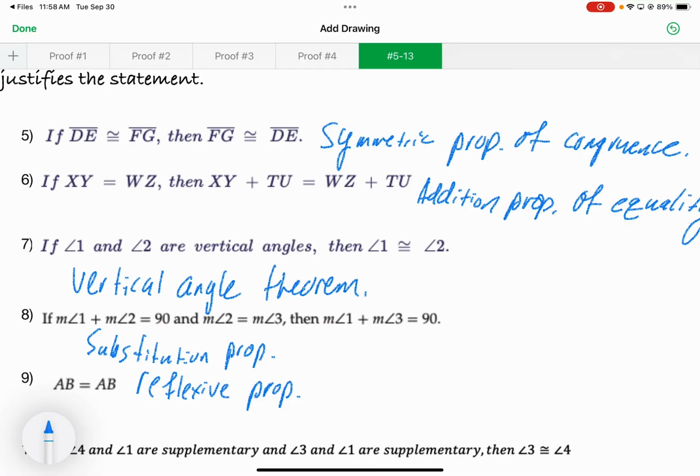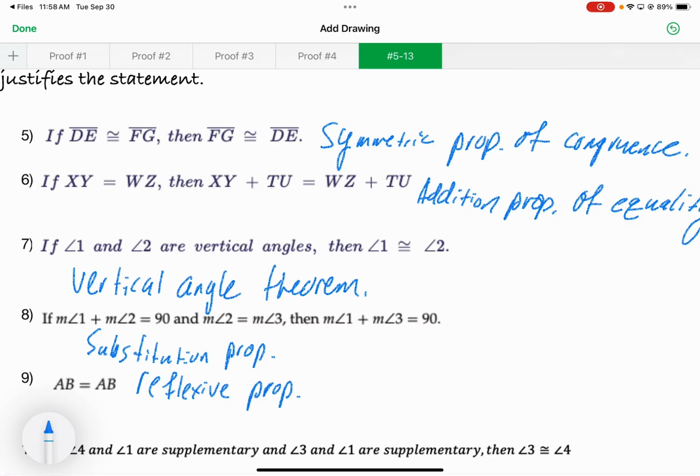Okay, I know what the vertical angle theorem is, but are you cool with symmetric, the first one? It's just flipping the side of the equal sign. Why did you put "of congruence"? I haven't been a stickler on that. If you just put symmetric property, that's fine. Okay, I know that one.